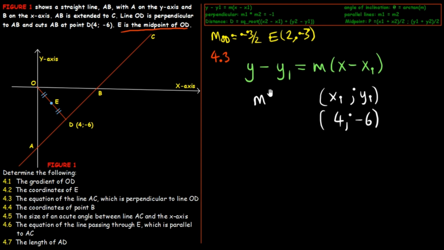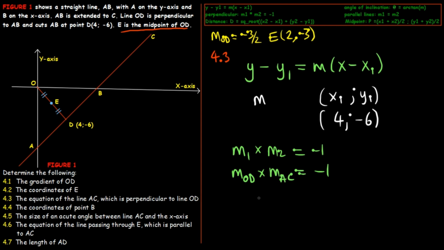Great. How about the gradient now? We are given that line AC is perpendicular to line OD, and we have the gradient of line OD, which we calculated here. We use the fact that the product of the gradients of perpendicular lines is equal to -1. So if we multiply the gradient of the line OD with the gradient of the line AC, it should give us -1. The good part is we have this gradient already, so we just have to make the gradient of AC the subject of the formula and determine it.